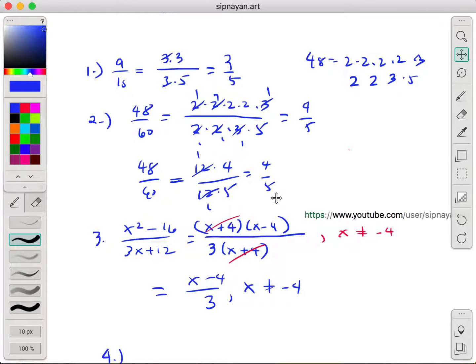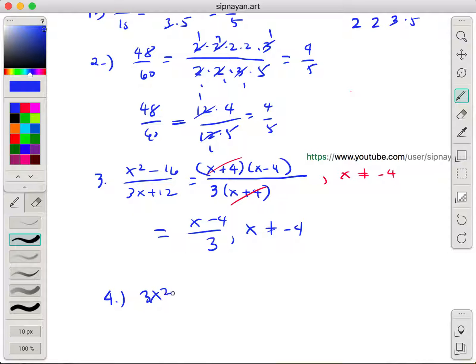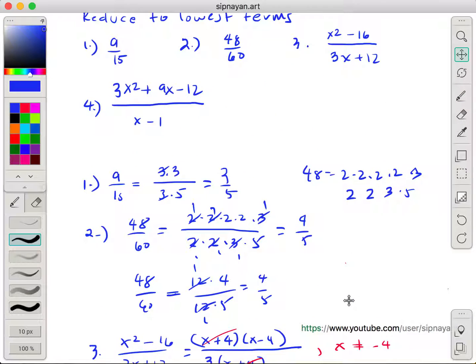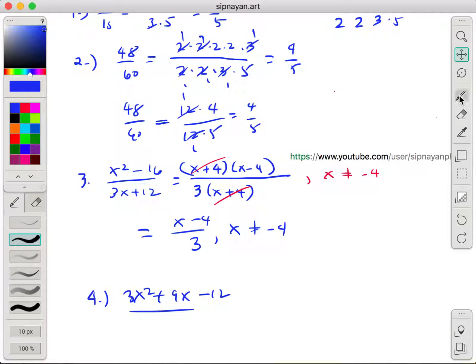3x squared plus 9x minus 12 over x minus 1. Okay, so kung mapapansin nyo, pwede natin i-factor out yung 3, no? Kasi these are multiples of 3, yung 3, 9, tsaka yung minus 12. So magiging 3 times quantity x squared plus 3x minus 4, kasi 9 divided by 3 is 3x, minus 12 divided by 3 is 4. No? So pag binalik mo yan, 3x squared plus 9x minus 12, pag dinistribute mo yung 3. Over x minus 1.